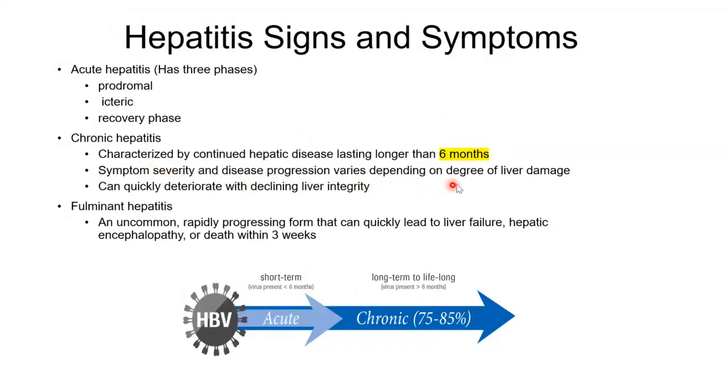Symptom severity and disease progression vary depending on degree of liver damage, and can quickly deteriorate with declining liver integrity. So somebody with chronic liver disease can certainly deteriorate quickly. Again, fulminant hepatitis is an uncommon, rapidly progressing form that can quickly lead to liver failure. It always leads to liver failure, hepatic encephalopathy, and you know that process, and death within 3 weeks. If somebody has fulminant hepatitis, or end stage liver disease, the only thing that could really save their life, again, would be a liver transplant.